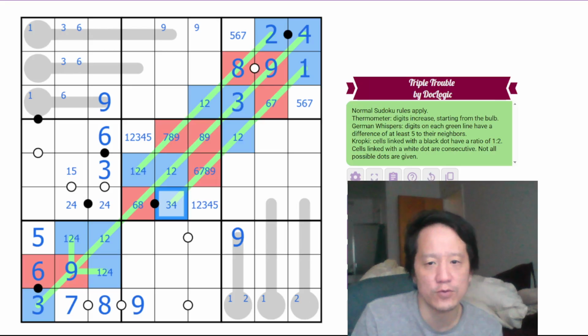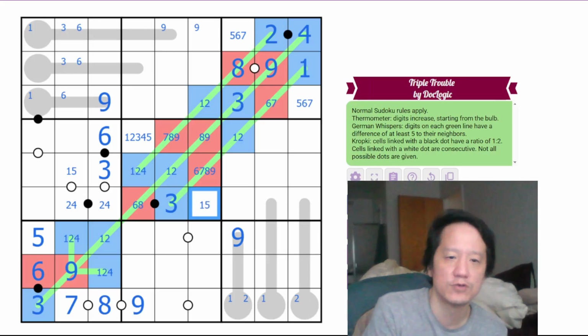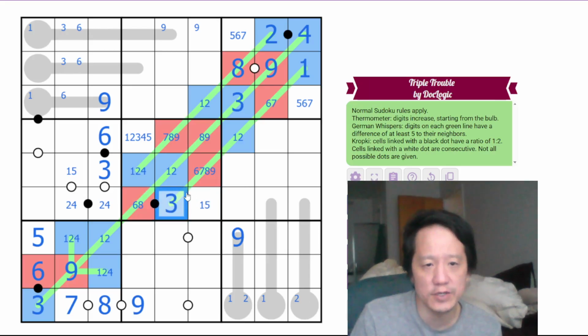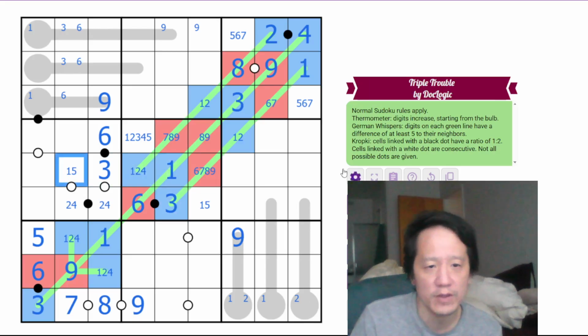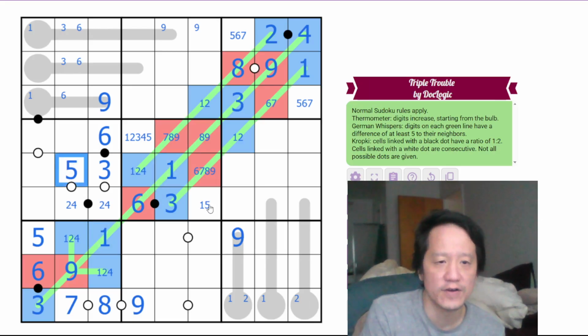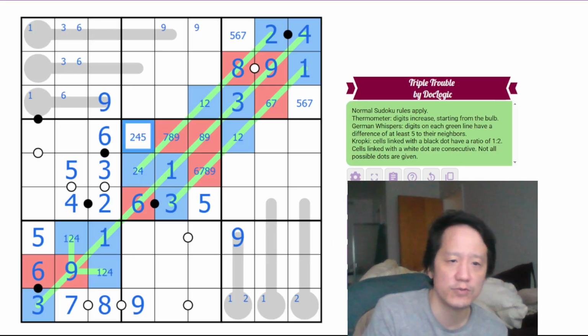This can't be 4, so this is 3. This can't be 2, 4, or 3, so it's 1 or 5. This 3 is only in a 1 to 2 ratio with 6, so this is 6, which makes this a 1, because 6 can only be next to 1 on a German whisper line. So these are both 1s, which means this can't be 1. This is a 5, which makes this a 4 to be consecutive with it, which makes this a 2. This 1 eliminates 1 here, so it's a 5. This can't be 1, this can't be 1, 3, or 5.